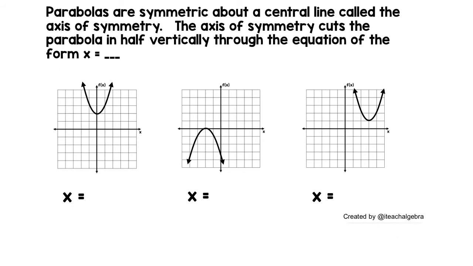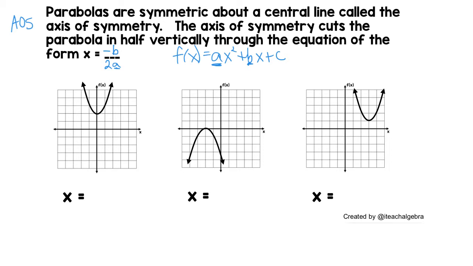Parabolas are symmetric about a central line called the axis of symmetry. I'm going to abbreviate this with AOS because axis of symmetry is too many letters for a mathematician to write. The axis of symmetry cuts the parabola in half vertically through the equation of the form x equals negative b over 2a. When you think about b and a, we look back at the original quadratic function in standard form, ax squared plus bx plus c. So this a is right here, the very first number when it's in standard form. And b is right there in the middle with the x. So negative b over 2a.